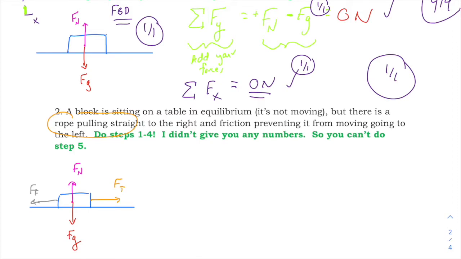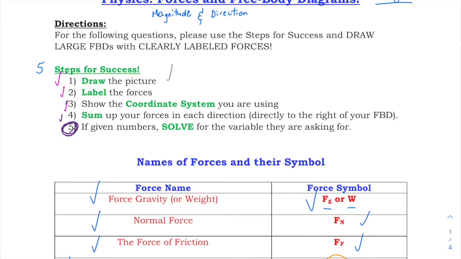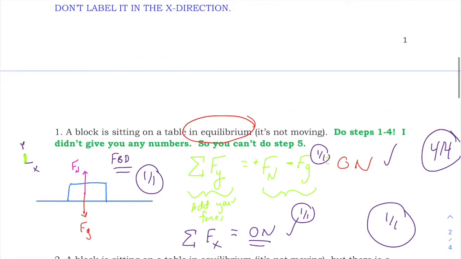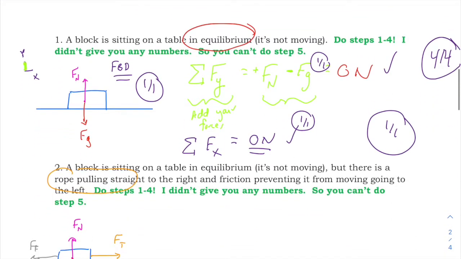So step 1, we drew our picture. Check. Drew our picture. Step 2, we label our forces. Step 3, we're just going to show our coordinate system on there again, just like we just did. And it's kind of boring because the ones we do for now are just going to be a standard XY coordinate system, just like you'd see in math class. Positive is to the right and positive is up.